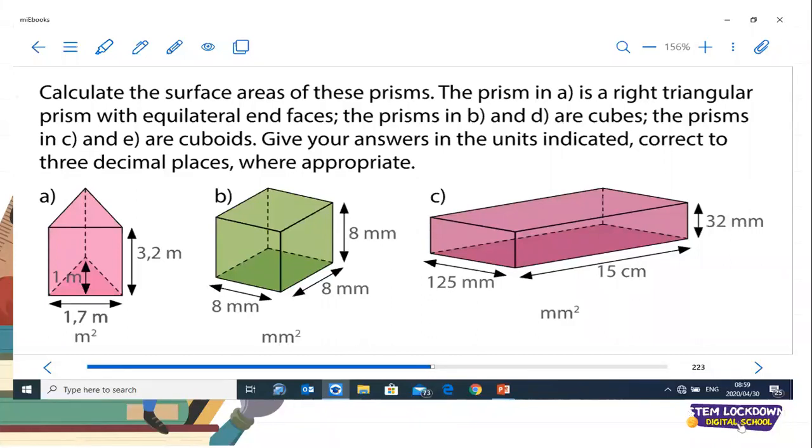So the volume of this triangular prism will be 2.72 cubic meters. Remember that this volume is in cubic meters. And how do we find it? We look at the different dimensions there, the height of the triangle, the base of the triangle, as well as the height of the prism. So basically, that's all that you need.